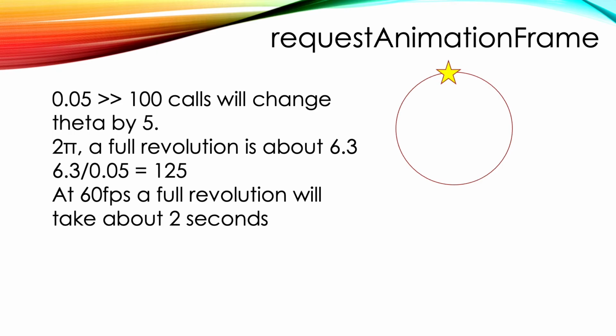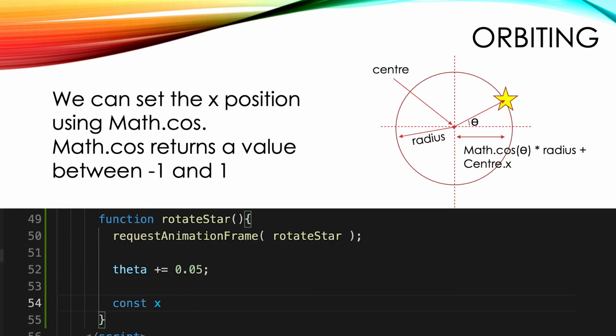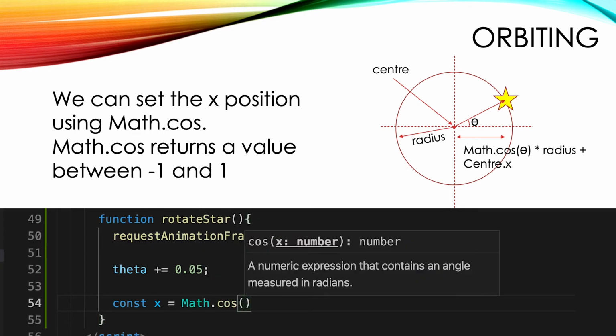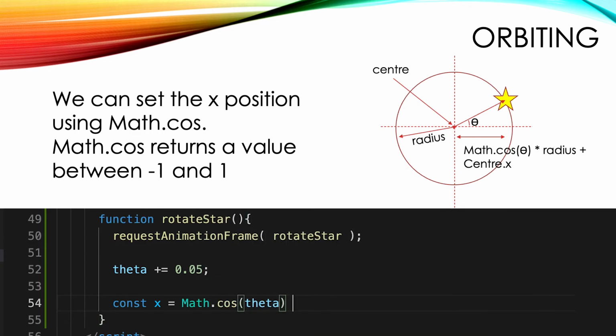The x position of the star can be set using the math method cos, which returns the cosine of the passed angle. The cosine will return a value between -1 and 1, and we want a value between minus radius and radius, so we multiply the return value by radius, then we add the center x value, and that gives us the x position.